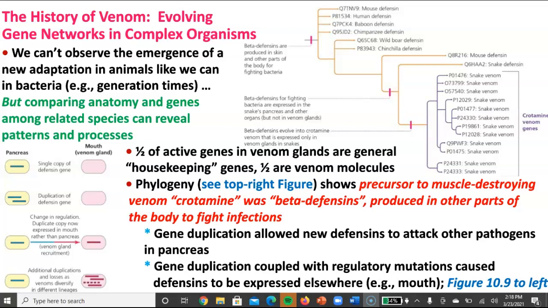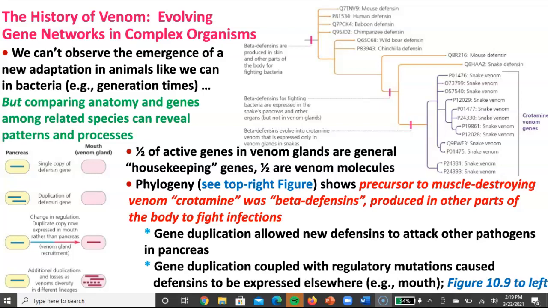And now they're up to over 100,000 generations, but we would not be able to do an experiment like this with something like an animal, like a snake or whatever, a mammal that has such long generation times. But we can get to the bottom of how complex adaptations can evolve in something like a venomous snake by comparing anatomy and comparing genes among related species. And doing these comparisons can reveal evolutionary patterns and processes.